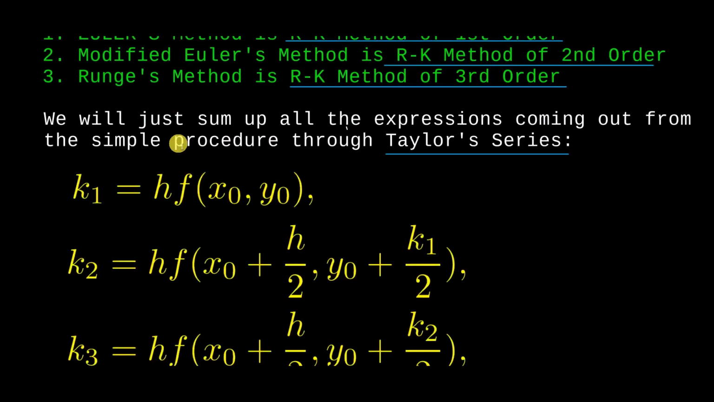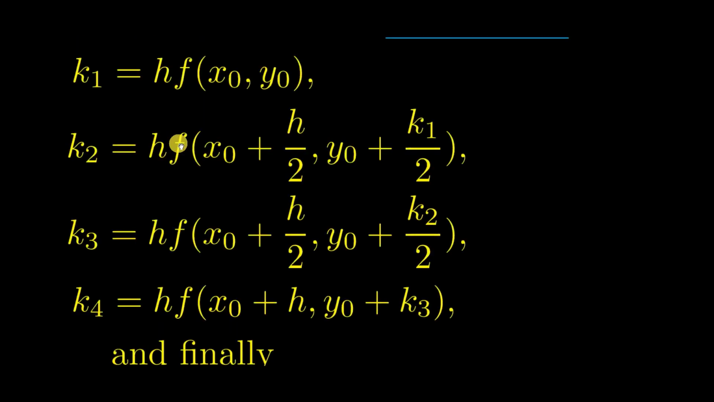So let's see, by not wasting our time, the first k1 is nothing but h times this slope f of x naught, y naught, and k2 is another factor, that is h into f of x naught plus h by 2, y naught plus k1 by 2. k3 will be h into f of x naught plus h by 2, y naught plus k2 by 2, and k4 will be h times f of x naught plus h and y naught plus k3.